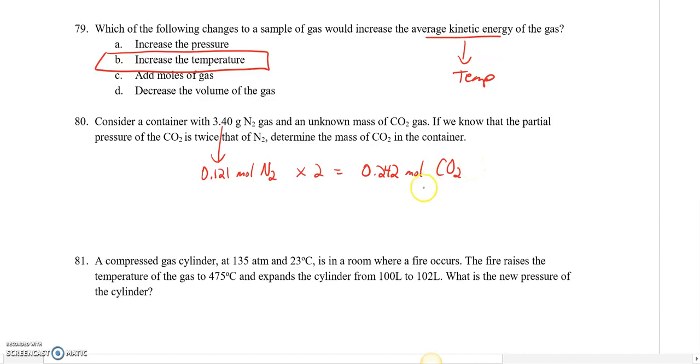And this just wants to have a mass, so multiply this times the molar mass of CO2, and you get 5.33 grams.